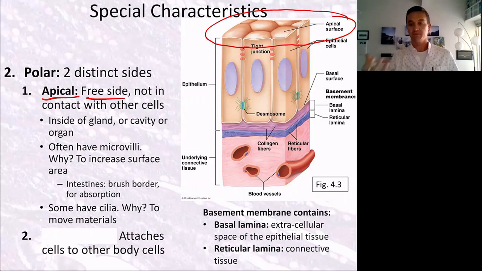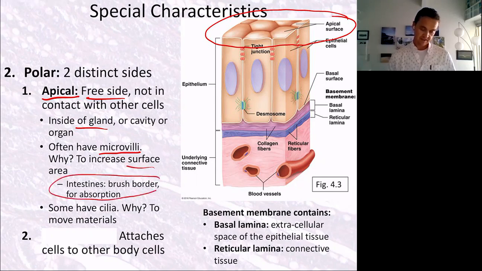So it's kind of more external in a way. But when you think about it in terms of the digestive tract, it's more internal, but it's really just the open side, the side that's open to the air or the side that's open to the fluid passing through, okay? Or it could be the inside of the gland. We often see microvilli here, and this helps to increase the surface area.